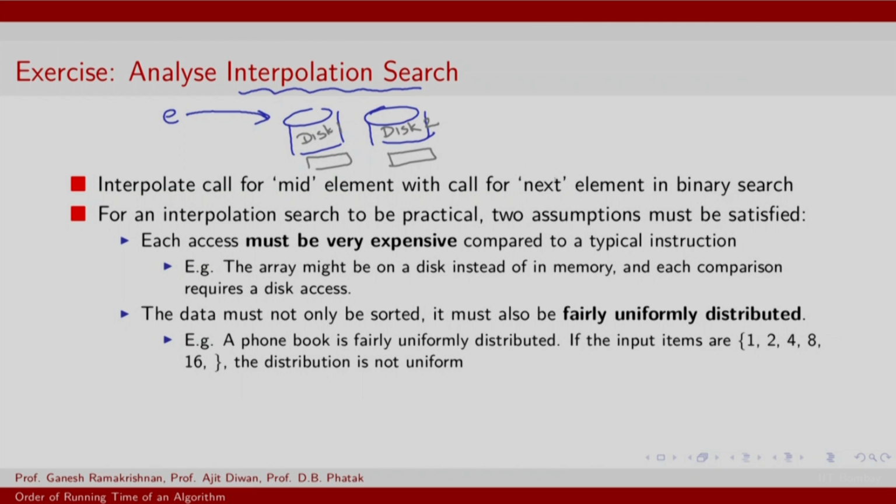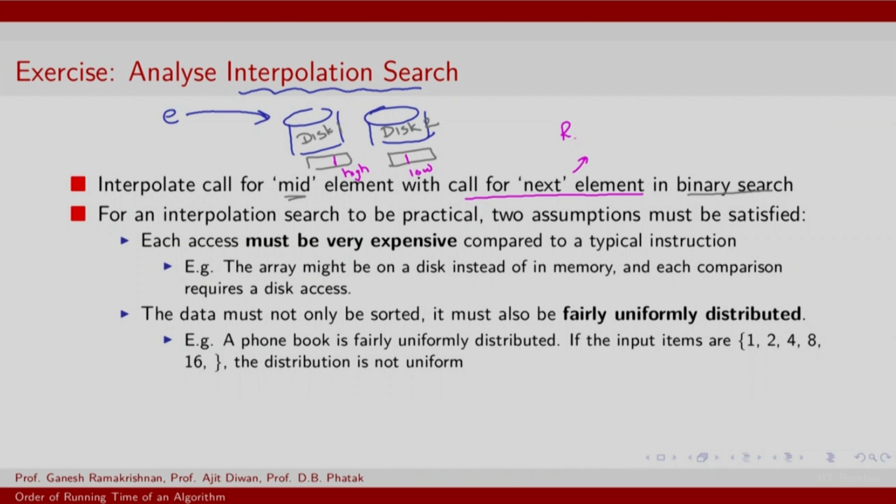So remember that binary search required you to find a mid element. Now how do you find a mid element? For an array that gets sorted across the disk, you might have the high element here and the low element in the subarray on the other disk. So the idea is, instead of looking for mid all the time, you can sometimes look for the next element.